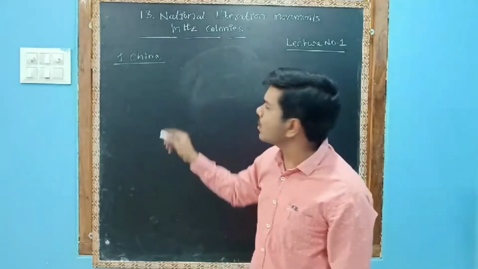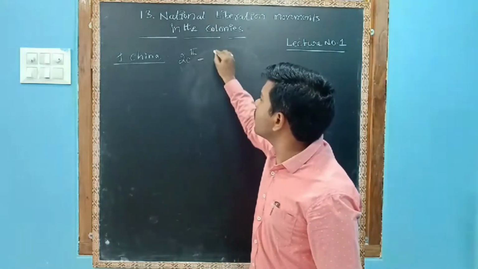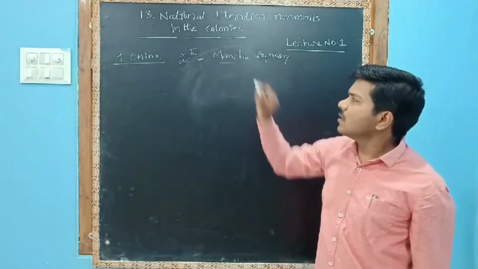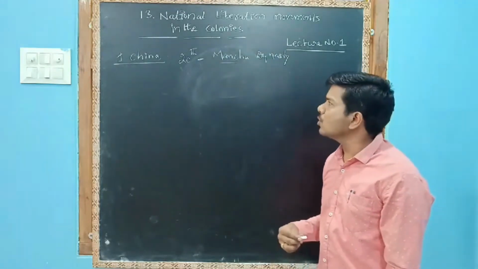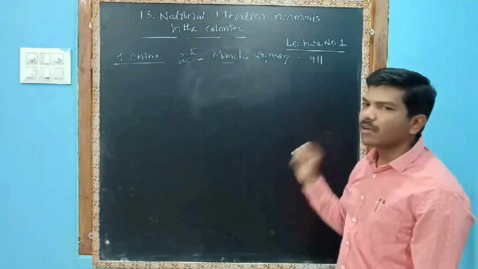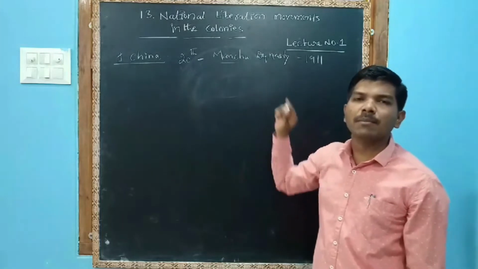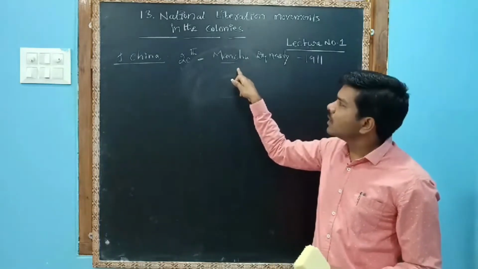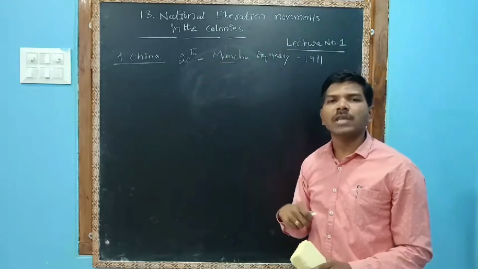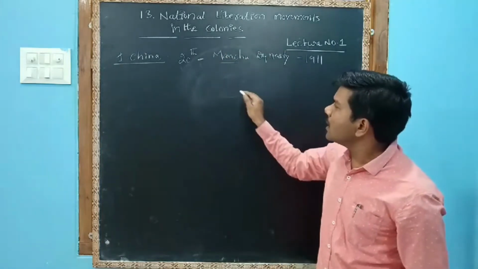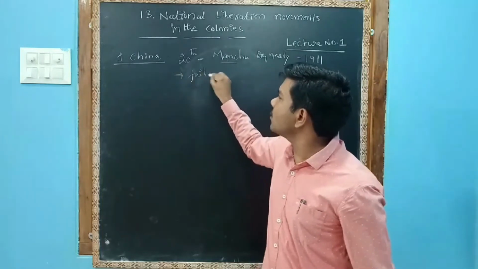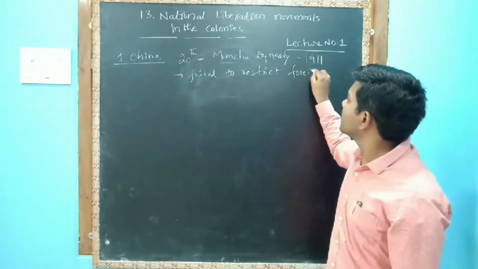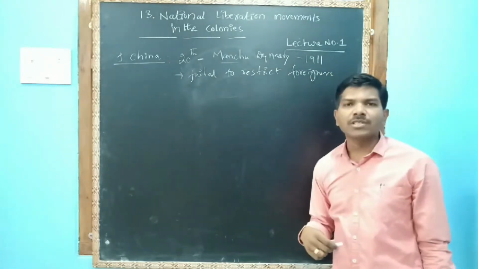Initially, till the 20th century, China was ruled by the Manchu dynasty. The Manchu rulers ruled China till 1911. These Manchu dynasty members failed to stop the foreigners from entering China. Because of the failure of the Manchu rulers, all these foreigners infiltrated into China. Many of them entered China. The Chinese government failed to restrict the foreigners.